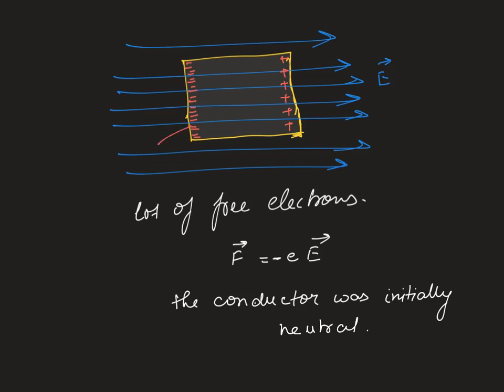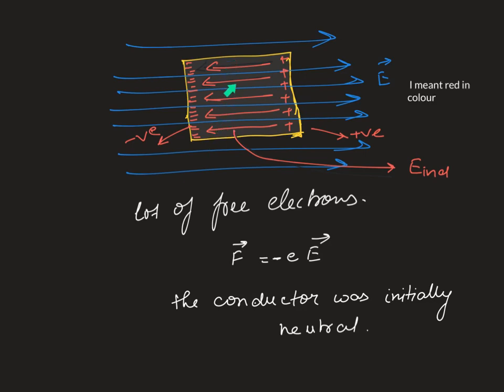So negative charge here and positive charge here. The thing that is going to happen is this. There will be a reverse field, and this reverse field will be called the induced field. So there is an original field that you see blue in color, and there is an induced field that you see black in color. And what happens in a conductor is simply this.